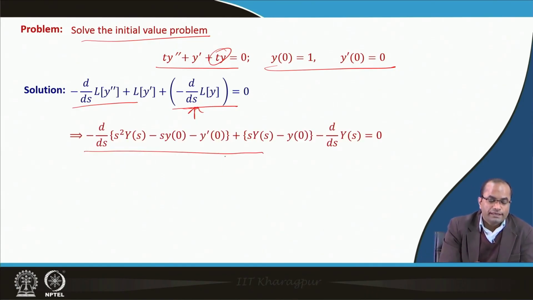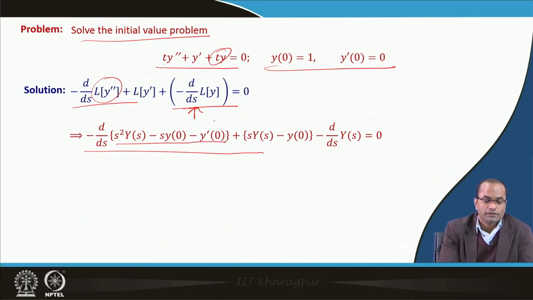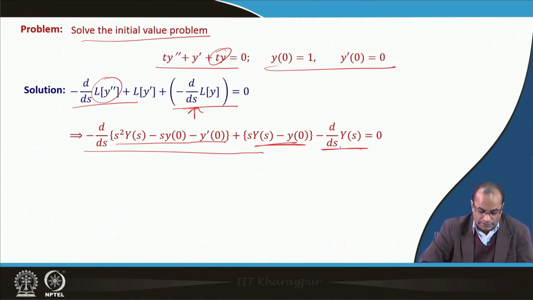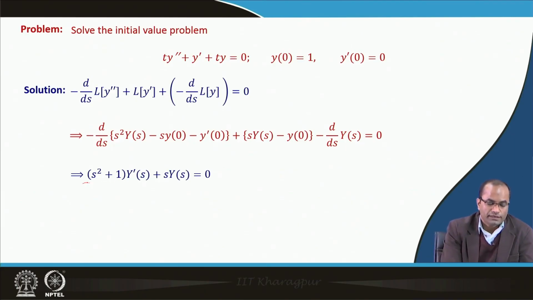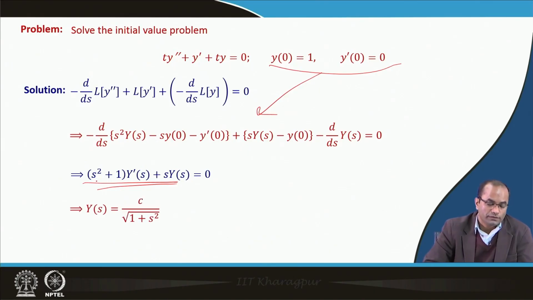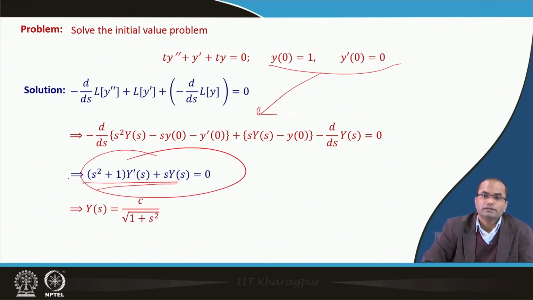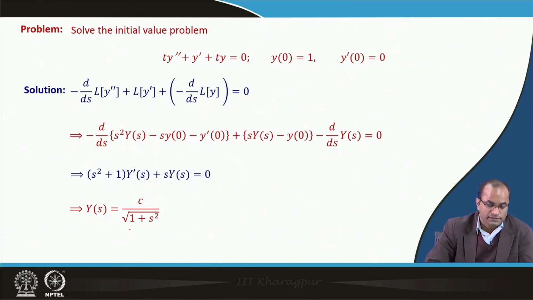So, after simplifying, because here there are two places where d over ds will appear, the derivative theorem will be applicable here. Then you have this L y prime, again the derivative theorem, and then we have minus d over ds there. So, after simplifying, because we have incorporated these initial conditions also here, we will get a simple differential equation, whose solution can be written simply as y s equal to c over square root of 1 plus s square.